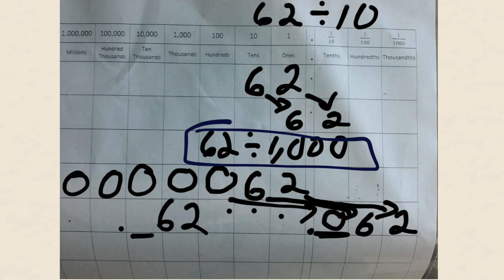And then, when I look at this number, 0.062, I see that it is 0 tenths, it's going to be confusing if I don't point at it. So 0 tenths, 6 hundredths, 2 thousandths. And we'll talk more about how to say that number in a different lesson.